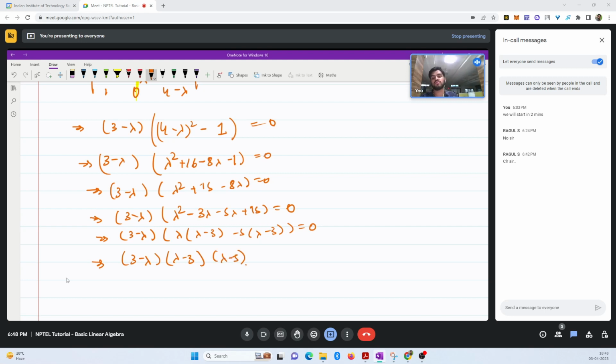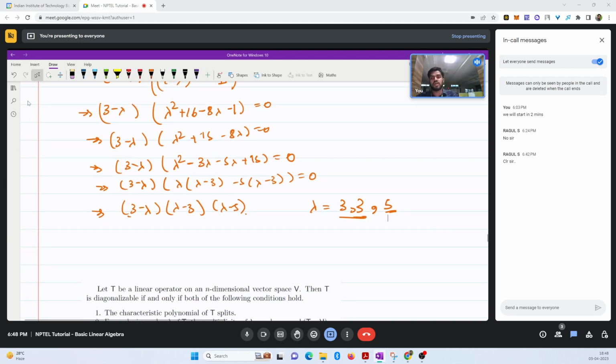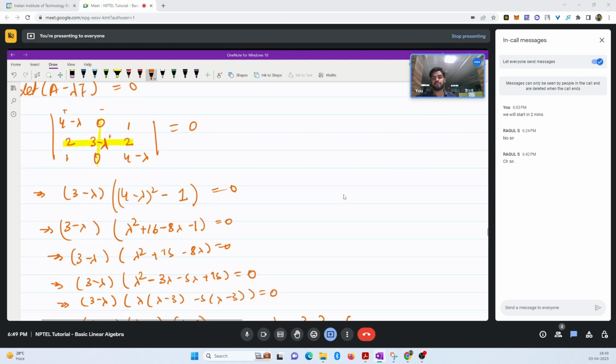So what are the eigenvalues for this particular matrix? The eigenvalue for this particular matrix is lambda is equal to 3, 2 times, because 3 is occurring 2 times. Another eigenvalue is lambda is equal to 5. Okay, we will not solve for the eigenvector corresponding to lambda is equal to 5, but because lambda is equal to 3 is occurring 2 times, let's see whether it has anything special with it or not.